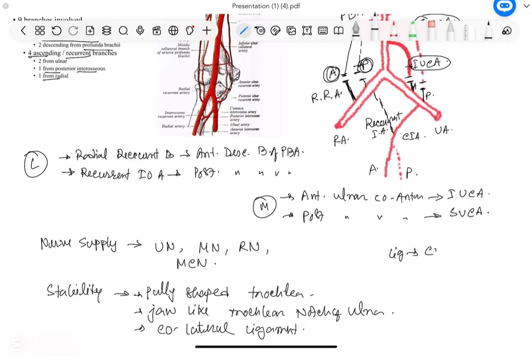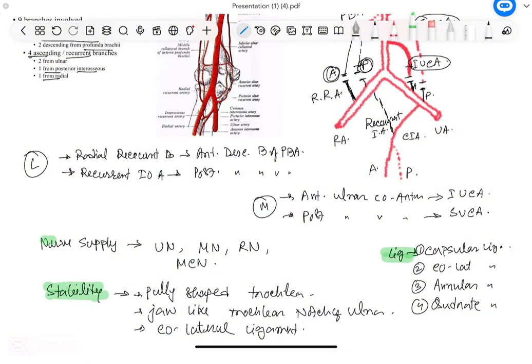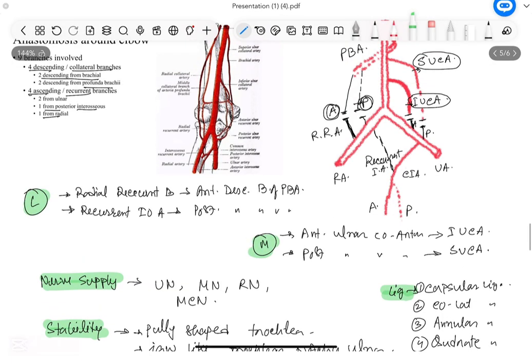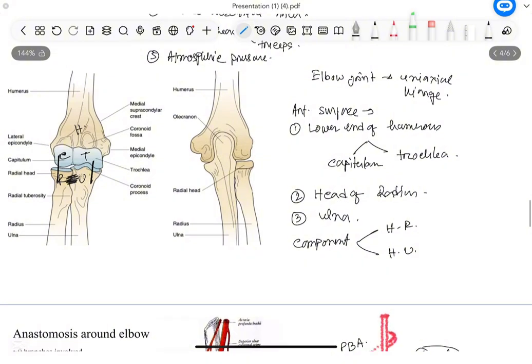So what are the ligaments related with the elbow? You have to remember number 1, capsular ligament. Then, as I said, collateral ligament. How many collateral ligaments? On the radial side, radial collateral ligament, on the ulnar side, ulnar collateral ligament. Number 3, the circumference of the head of the radius is covered by the annular ligament. And number 4, there is a very specific ligament, called the quadrate ligament. So related with the elbow, you have to remember the names of the ligaments, how the stability of the elbow joint is maintained, the nerve supply, and a very, very important point, the anastomosis surrounding the elbow.